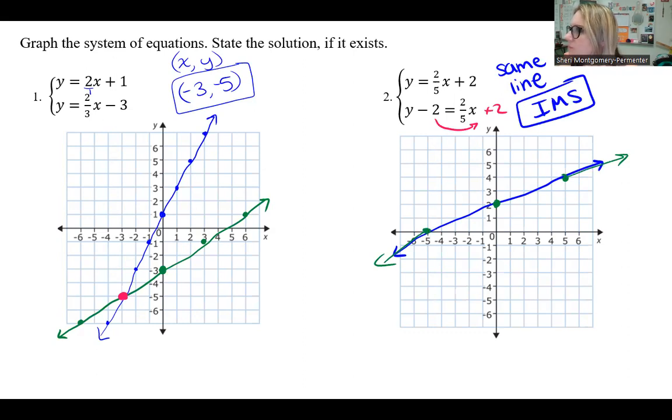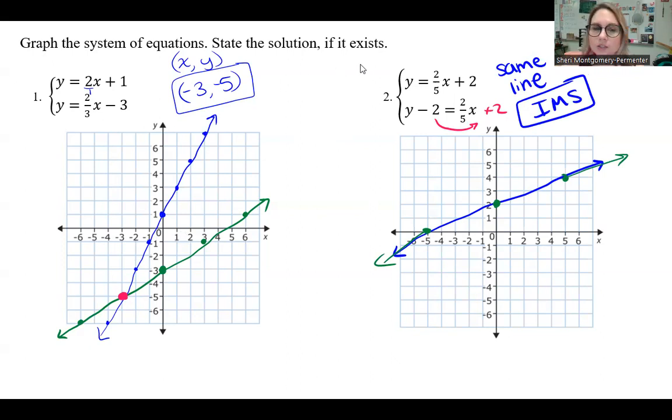Yeah. So well, for this one, there. I know this is the same line. Oh, are you asking about this one? Okay, so our answer is the X, Y, that point of intersection. The answer is the point of intersection. Yes.